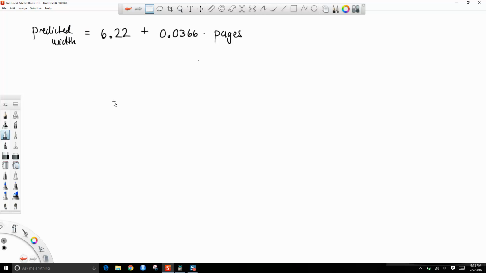So in this case, we have predicted width, which is basically y hat is equal to a plus b times x. So here a is our intercept. What is our intercept here? 6.22. And b is our slope. What is our slope here? 0.0366.